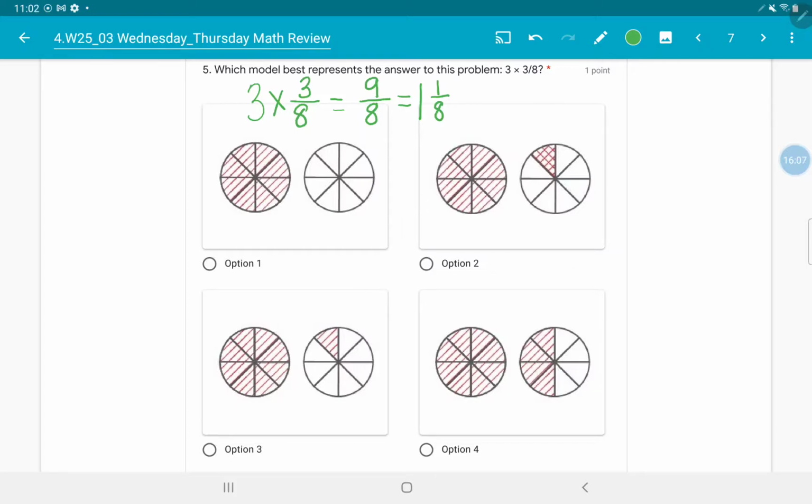Does option 1 show 9/8? Okay, so it can't be option 1. Option 2 has 1/8 being taken away. Option 3 shows 9/8 or 1 and 1/8. All right, we're going to stop there.